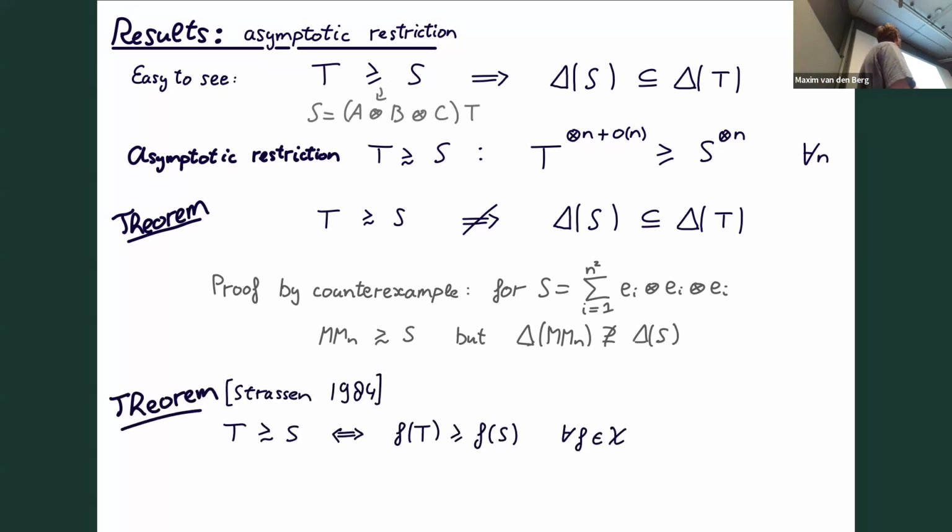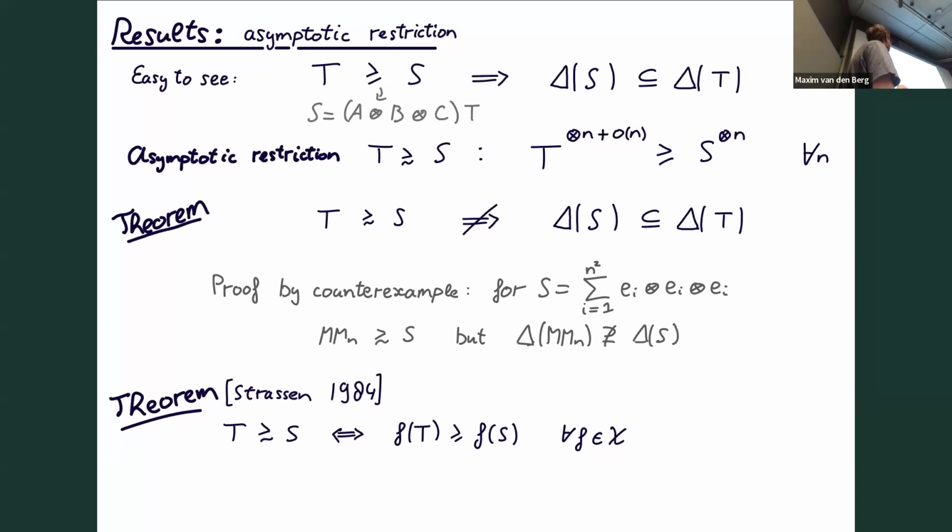Okay, so why is this interesting? I already mentioned why, but I have a bit more. By this same theorem of Strassen that I put on the previous slide, you actually have something stronger. It doesn't look stronger, but it is: having an asymptotic restriction from T to S is actually equivalent to all functions from this asymptotic spectrum being monotone. So I take all functions from the asymptotic spectrum and find that applied to S they're all smaller than applied to T. This then implies an asymptotic restriction. So this in itself is a very nice theorem.